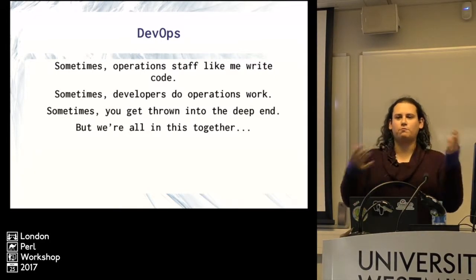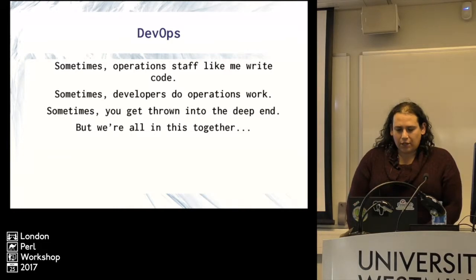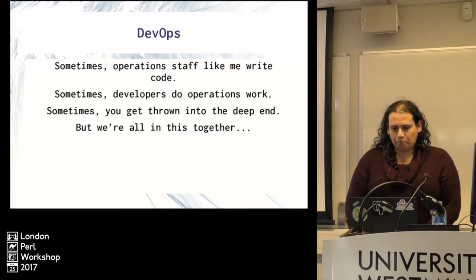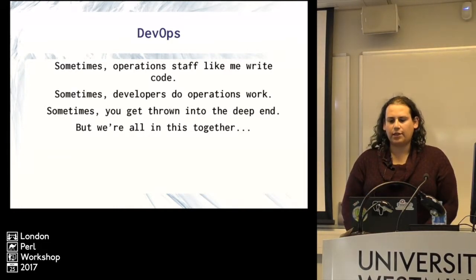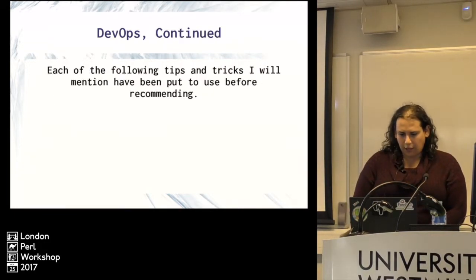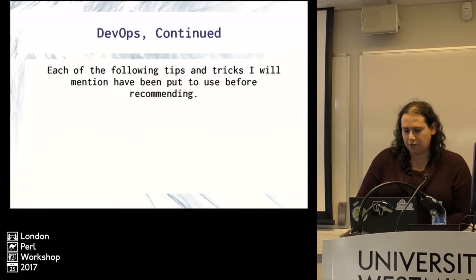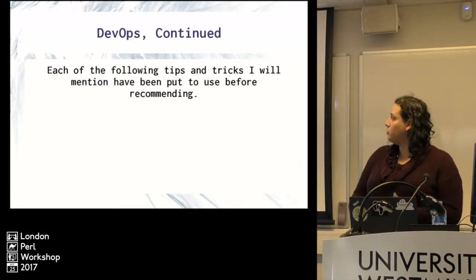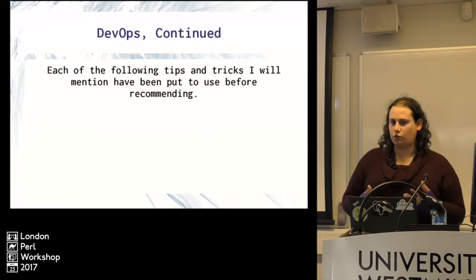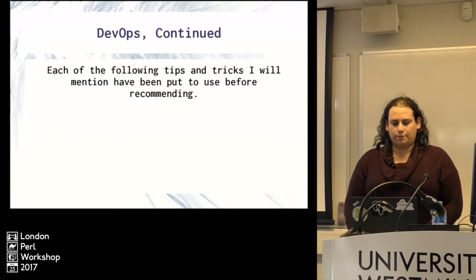Sometimes it helps to teach each other, learn from each other, and basically enhance each other's knowledge. So, as I had said before, each of these tips and tricks that I mentioned, I've actually put to use, and my developers have used as well, and found them really quite handy.